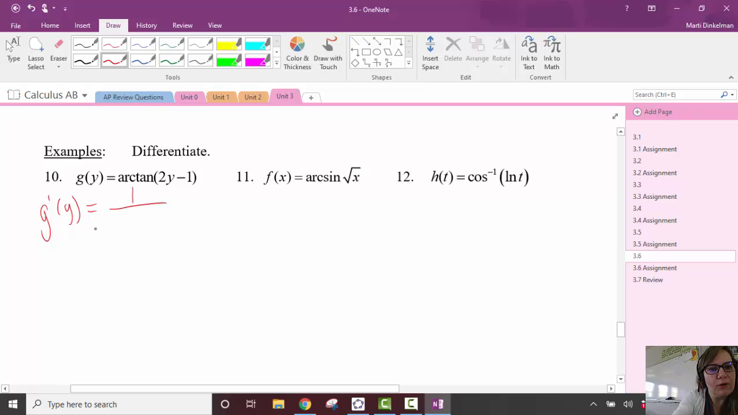is 1 over 1 plus, and I just say the stuff squared, so it's really an x squared, but really we have something more complicated than that. And then the derivative of inside of the parentheses is a 2. Okay, so clearly we could kind of simplify that just a little bit.